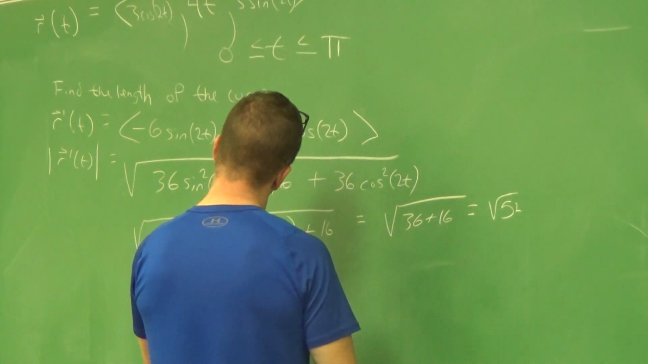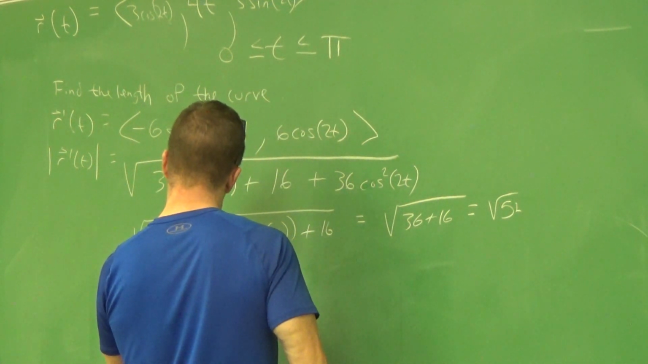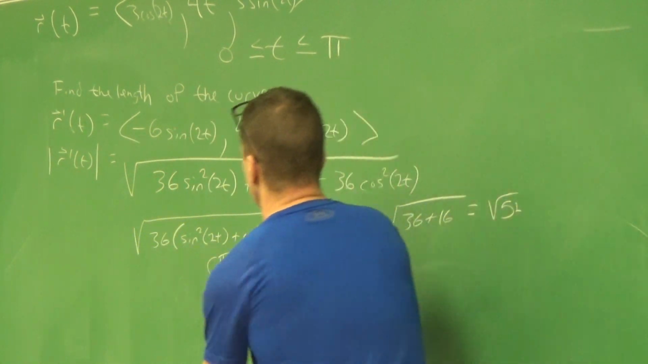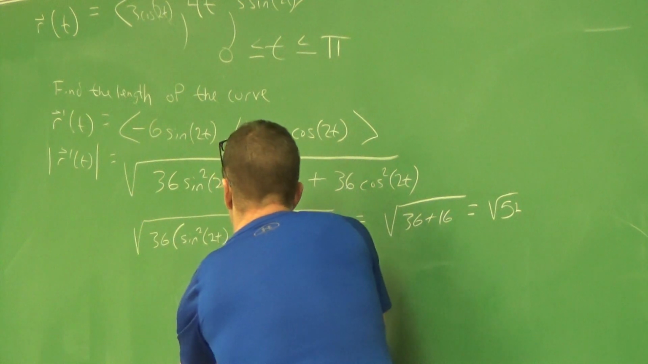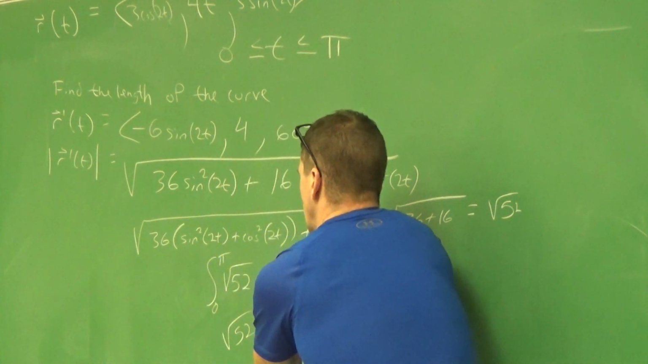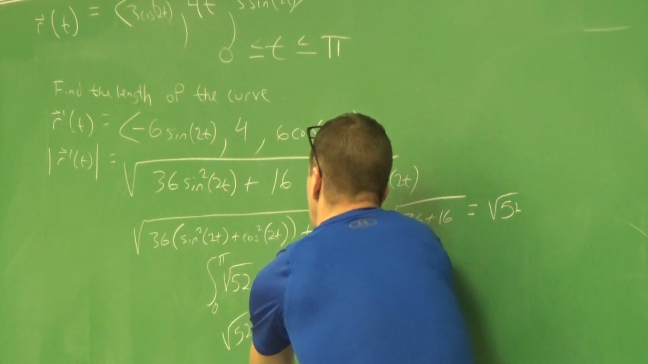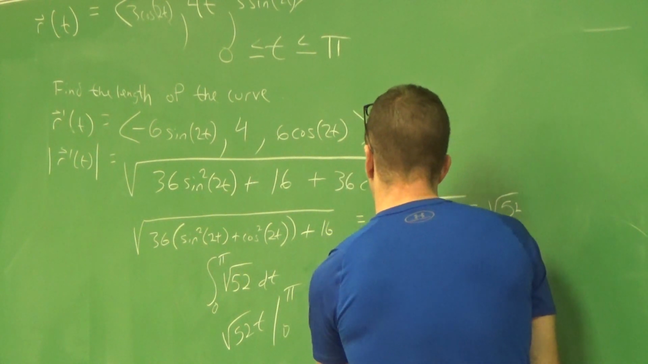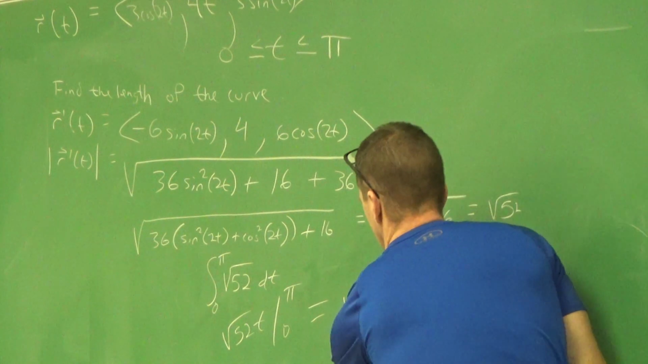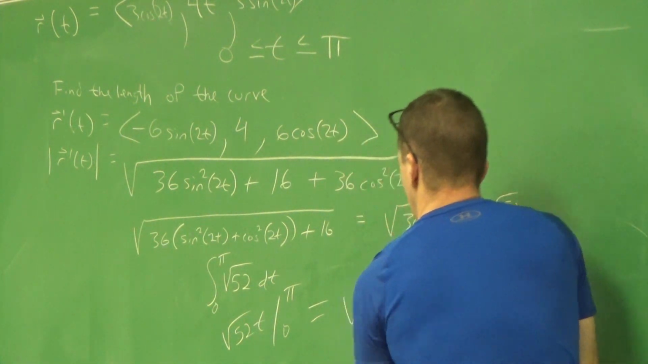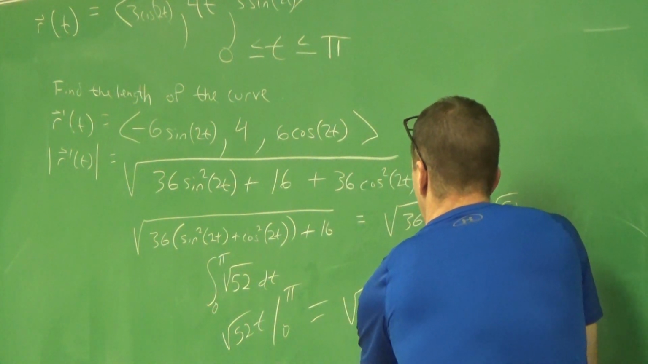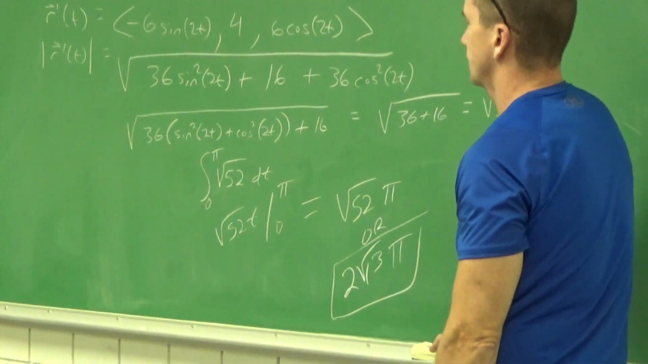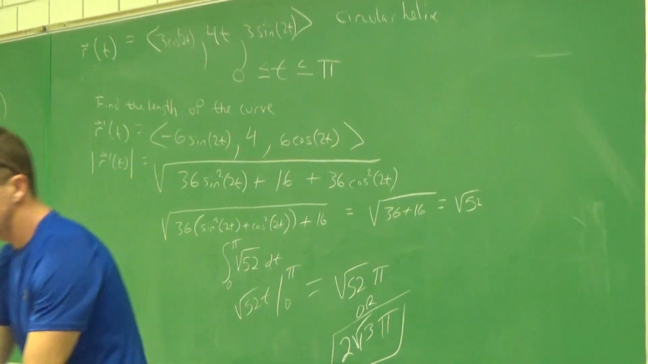Again, it got really neat. I'm going to go from 0 to pi. What's the integral? Square root of 52 t. Multiply by pi, you get square root of 52 pi, or what's that simplified? 2 root 13. 2 root 13 pi. Excellent.